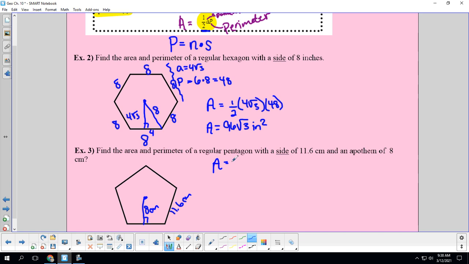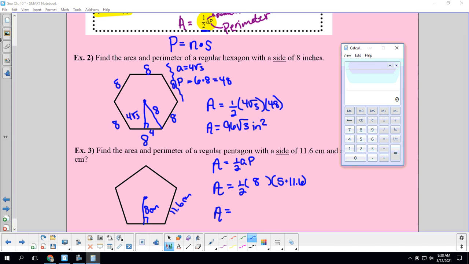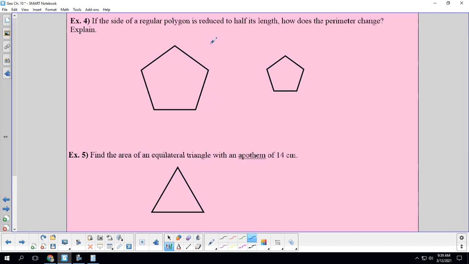Okay, so let's put the formula is 1/2 apothem times the perimeter. So we know that the apothem is 8. And I'm going to throw the perimeter calculation just right in here. There are 5 sides, and they are all 11.6. I don't have any square roots, so I am thrilled. I am going to get my calculator out to this, though. So we got 1/2 of 8 is 4 times 5 times 11.6. And we got 232 centimeters squared. Easy. It's easy to use the formula when they give stuff and you don't have to figure it out.